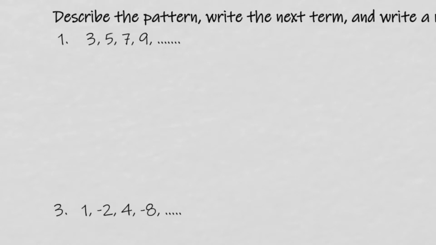All right, my sequence is 3, 5, 7, 9, and it keeps going from there. So we need to look at what is happening each time to figure out our pattern. Well, from 3 to 5, I added 2. From 5 to 7, you add 2. And from 7, you add 2. So to find that next term, I know I just need to add 2. So my next term is going to be 11. That's a sub 5, because that's my 5th term.